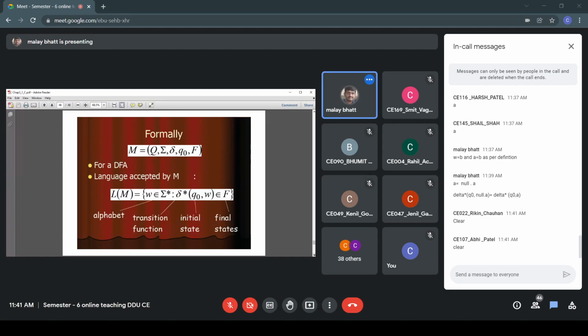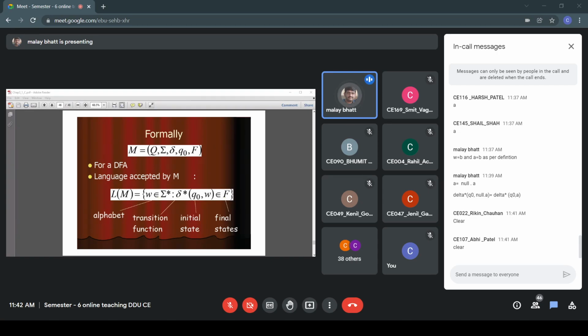So what will we define? If W belongs to sigma star, because it is a part of sigma star, any string, if delta star Q0 comma W, that means you start from the Q0 state, the initial state, and traverse the entire string W. The delta star function will give you a state in the output. If that state belongs to the final states, then we can say it is a string which is accepted by the language. I hope it is clear.